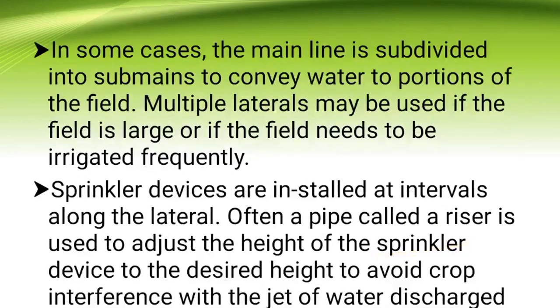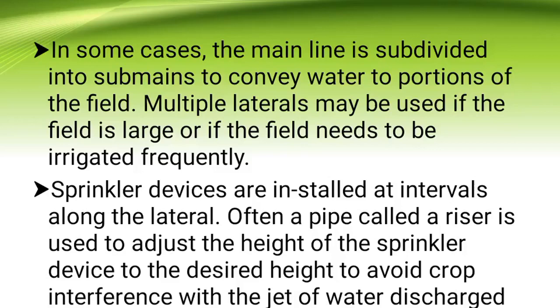In some cases, the main line is subdivided into submains to convey water to portions of the field. Multiple laterals may be used if the field is large or if the field needs to be irrigated frequently. Sprinkler devices are installed at intervals along the laterals.